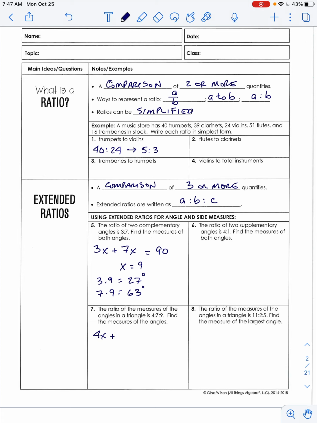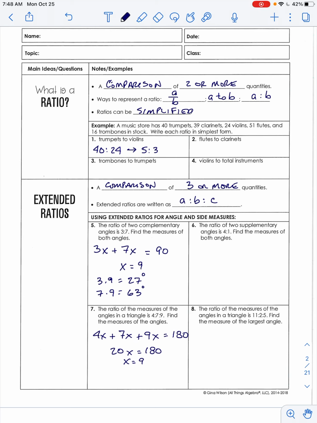It would be 4x plus 7x plus 9x. That represents 4 times the quantity plus 7 times the quantity plus 9 times the quantity equals 180 by the triangle sum theorem. Okay, now if we add all those up, we get 20x equals 180. If we divide that, I would get, again, x equals 9. That's kind of weird. The answers aren't always 9, but in that case, that's what it is.